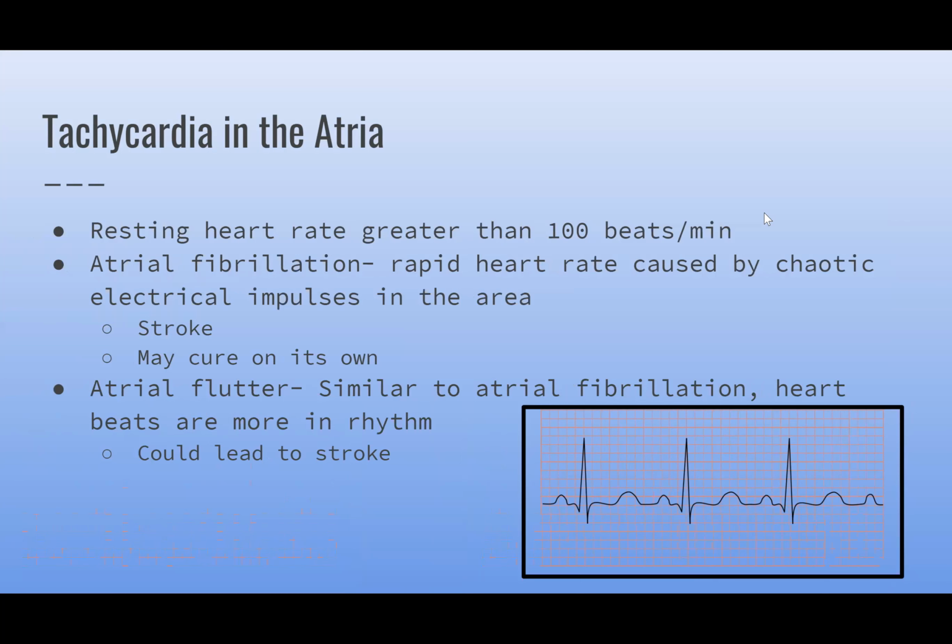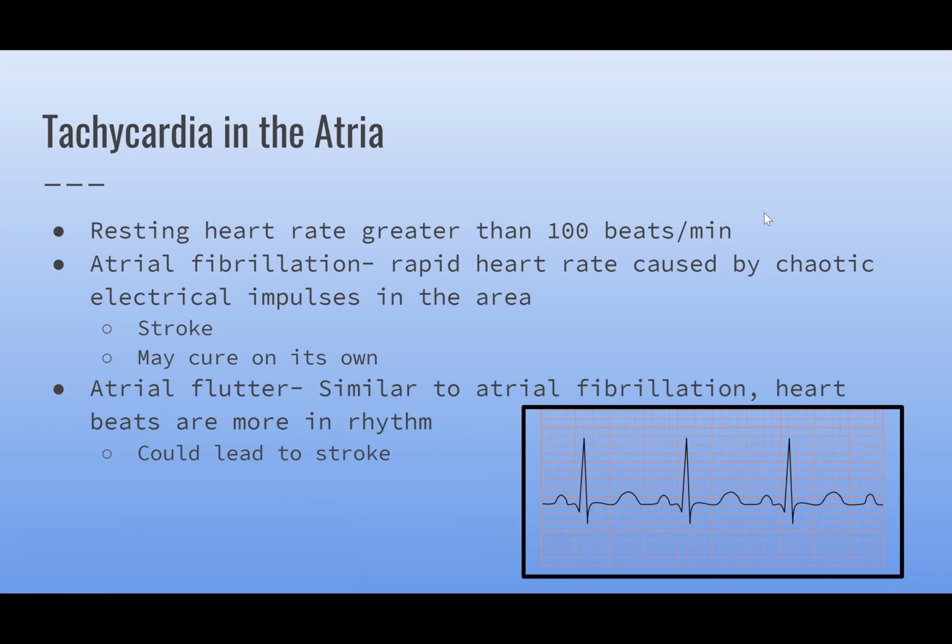So tachycardia in the atria. Tachycardia, again, is when your heart rate is greater than 100 beats per minute. There are many different types of tachycardia, but the two most common are atrial fibrillation and atrial flutter. Atrial fibrillation is basically when the heart rate is just super chaotic. So there's no actual rhythm to it. It's very uncoordinated. It's weak almost, and it can actually cause a stroke.